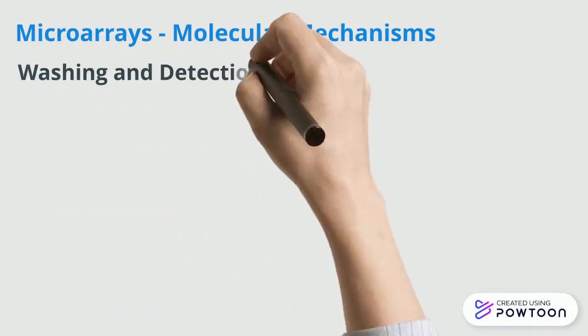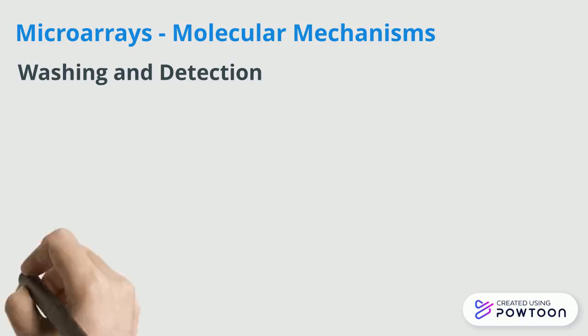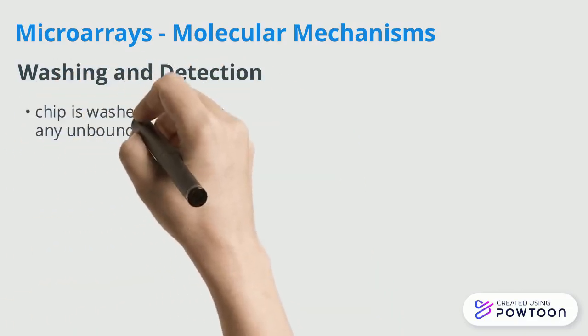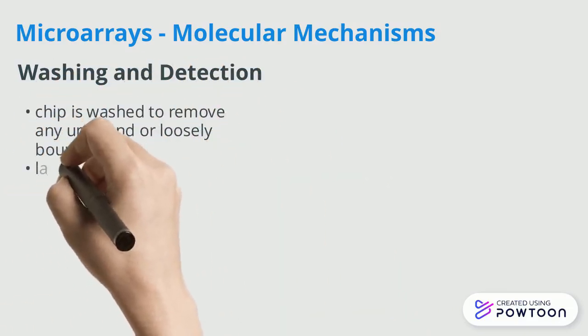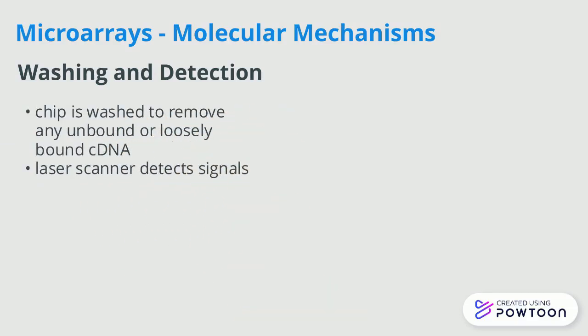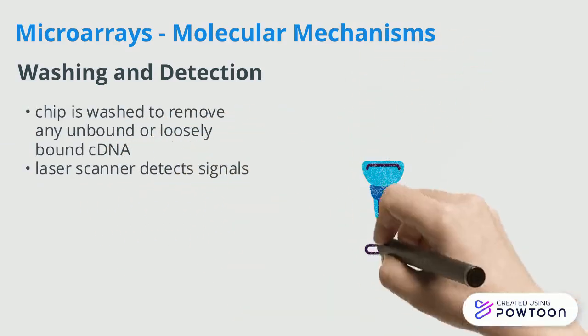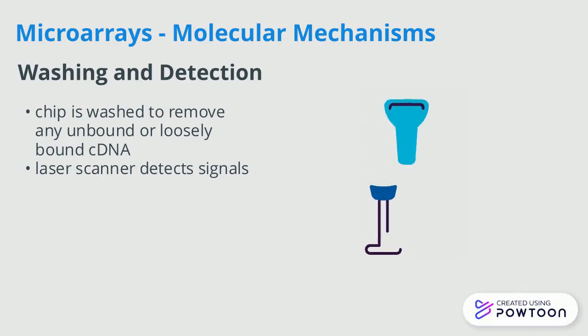After hybridization, the chip is washed to remove any unbound or loosely bound cDNA, ensuring that the signal is specific and accurate. A laser scanner then detects the fluorescent signal on the chip. If the gene is more active, you'll see more of the red fluorescence if it's the PCOS patient. If it's more active in the control, you'll see more green. If the gene's expression is unchanged, the two colors will mix.